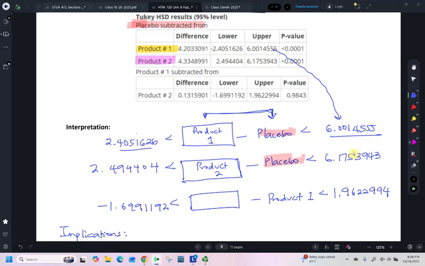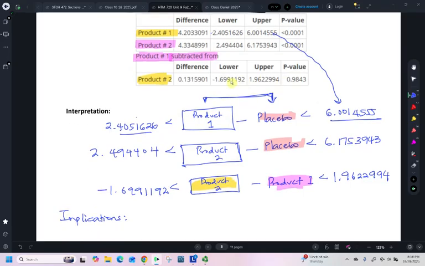Then lastly, we want to look at the last possible pair. What about if we compared product 1 to product 2? So I'm going to write product 2 here. Product 2. What do you notice? This goes from a lower value of negative to an upper value of what? Positive. So there were times when it was what? Negative, which means weight gain, and positive, which means weight loss.